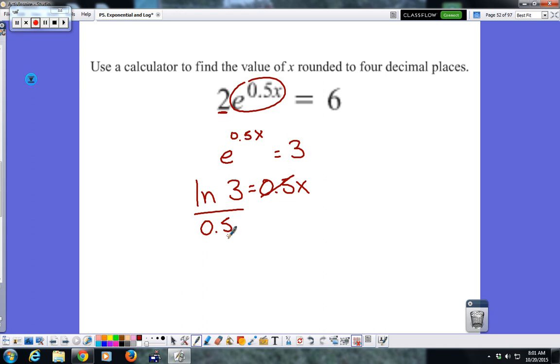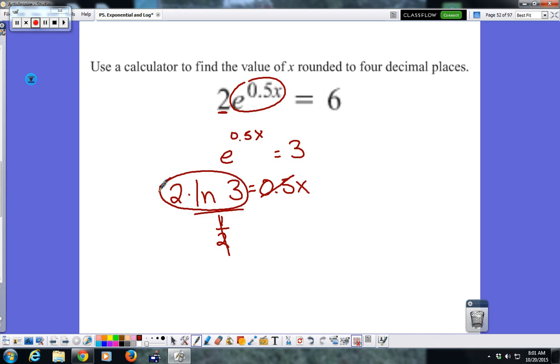Now, the ACT is going to leave this problem a little bit different. They're going to do this to you. Instead of dividing by 0.5, they're really going to want you to change that to 1/2. Because really, a fraction divided by 1/2 doesn't look very clean. To divide by fractions, we flip and multiply. So instead of divided by 1/2, they're going to want you to write that as times 2. So 2 times the natural log of 3.